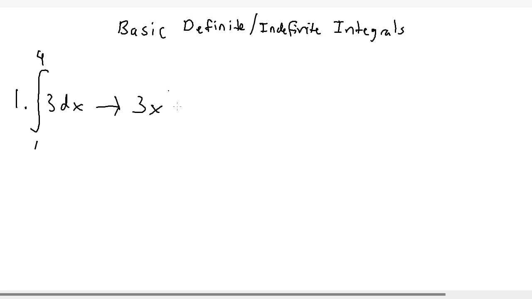So what we do is we can add a bracket and we just insert the bounds. So we're going from 1 to 4, and for these bounds we always read from top to bottom. And to evaluate this, we plug in the top bound for x minus the bottom bound for x. So we do 3 times 4 minus 3 times 1. And we always go from top to bottom when we plug in the bounds.